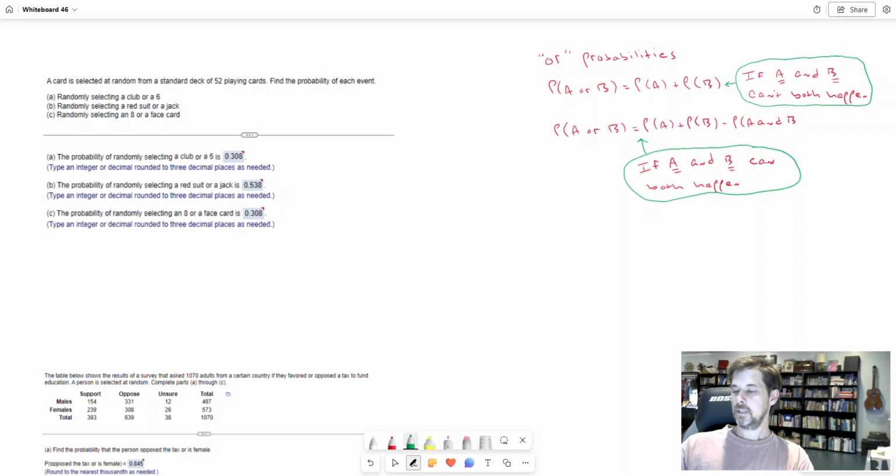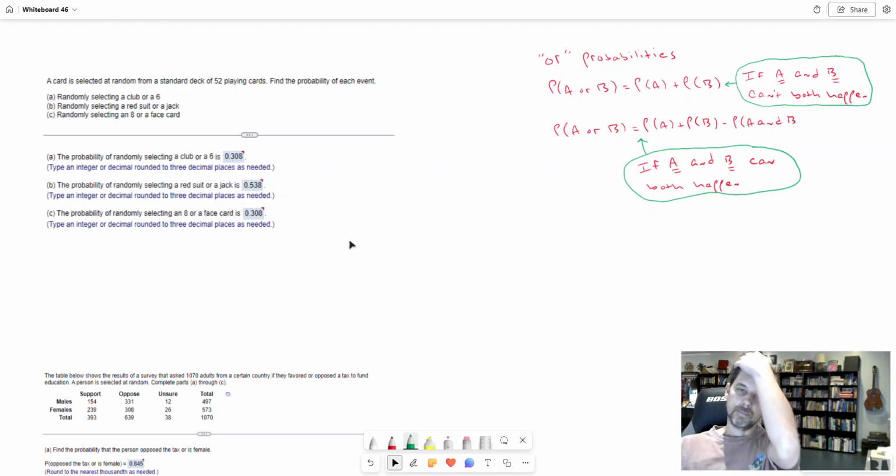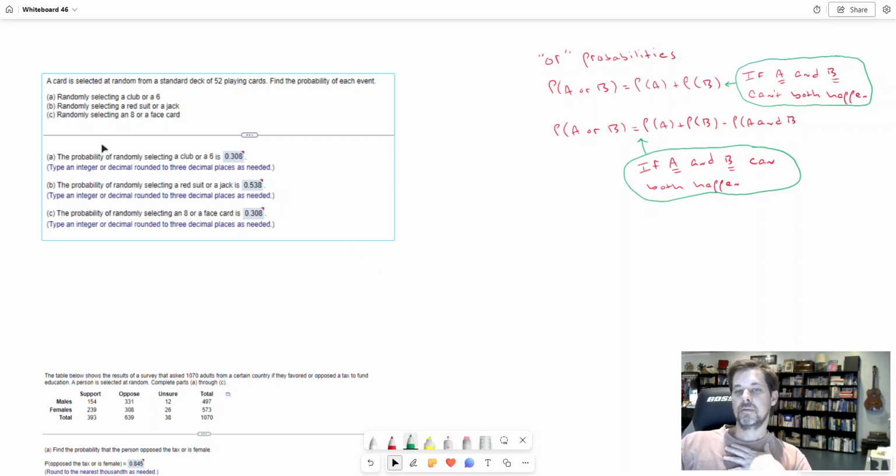Well, greetings, everybody. I have here two problems from the quiz. I think they're questions 20 and 22. If they're not 20 and 22, they're close to that on the quiz. And they both concern OR probabilities, and I'm doing this by request, okay?